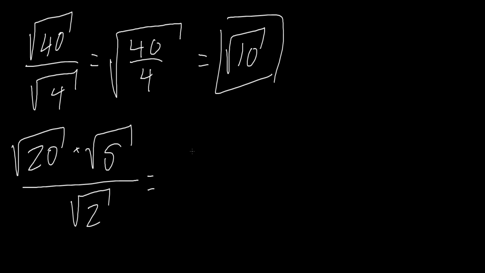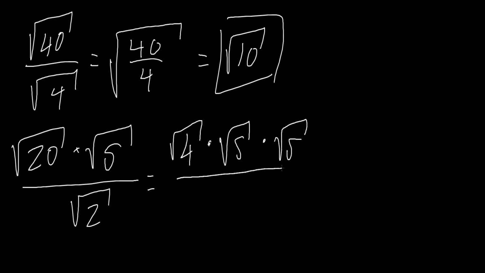Now, we know the square root of 20 can be simplified into the square root of 4 times the square root of 5. And there's also another square root of 5 here over the square root of 2. But generally, you want to get rid of the denominator. So can one of these be simplified further?